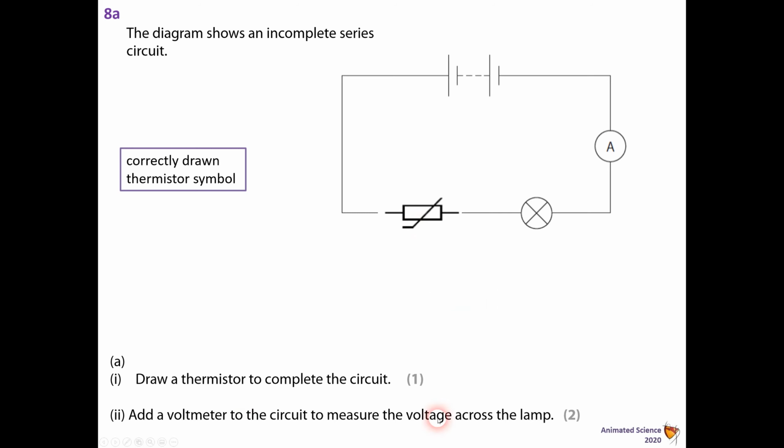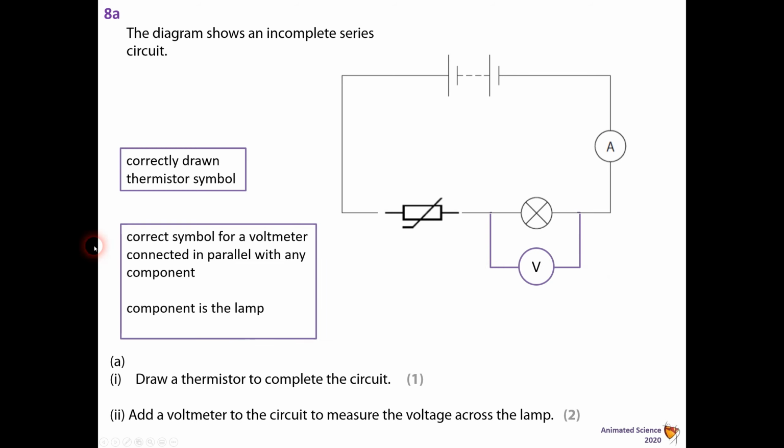Add a voltmeter to measure the voltage across the lamp. It should be measure the potential difference in volts, but they've been a bit slight with their English. But there you go, it's a GCSE series. So there's my voltmeter across the bulb itself. They would give you a mark for the correct symbol for a voltmeter connected in parallel with any component. But you've got to put it in parallel across the lamp.